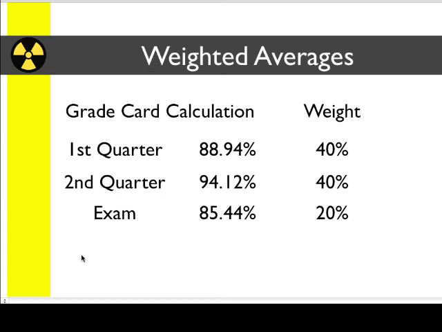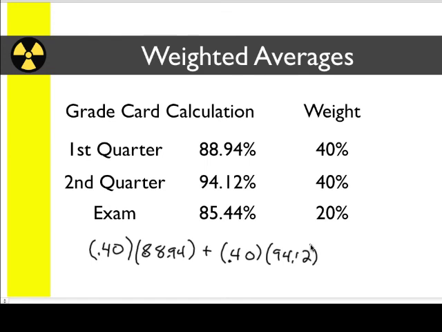Let's walk through how to do a weighted average. I don't want the 40%, I just want the decimal, 0.4. We always use the decimal of a percentage when doing calculations with percentages. So 40% of my 88.94, that's my first quarter grade. I'm going to add that to the 40%, which is 0.4, of my second quarter grade of 94.12.